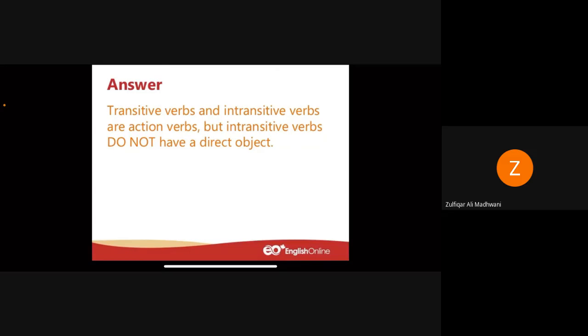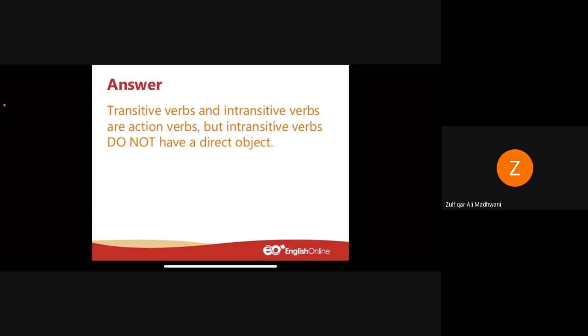Direct. Because you have to ask the question what? I am playing what? So the answer is Ludo. I am playing whom? With whom? There is no answer. So indirect object is not there in the sentence. So that is how you will find object.